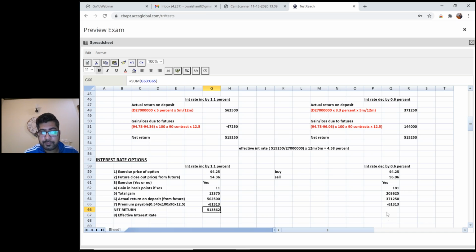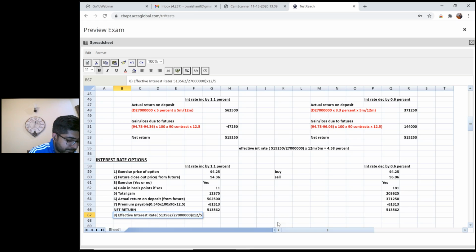Net them all. Again, the answer of both options is coming the same, and finally you get the effective interest rate as net return 513562 divided by amount into 12 months over 5 months. So this makes it 4.56%.